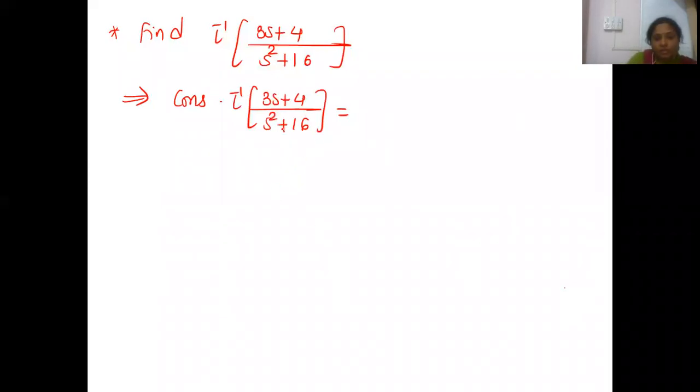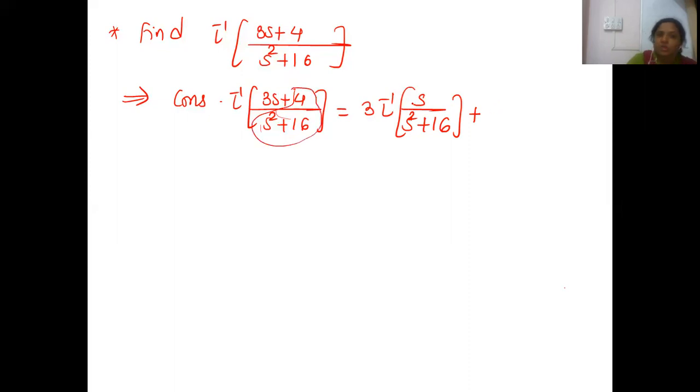Always remember, if there is a plus in the denominator, you cannot separate the denominator like this. The denominator we cannot separate. So this is 3s upon s square plus 16 plus 4 upon s square plus 16. The denominator is intact, but the numerator can be separated. From this, 3 is a constant and will come out: s upon s square plus 16, plus 4 upon s square plus 16. Here 4 is a constant and will come out: Laplace inverse of 1 upon s square plus 16.